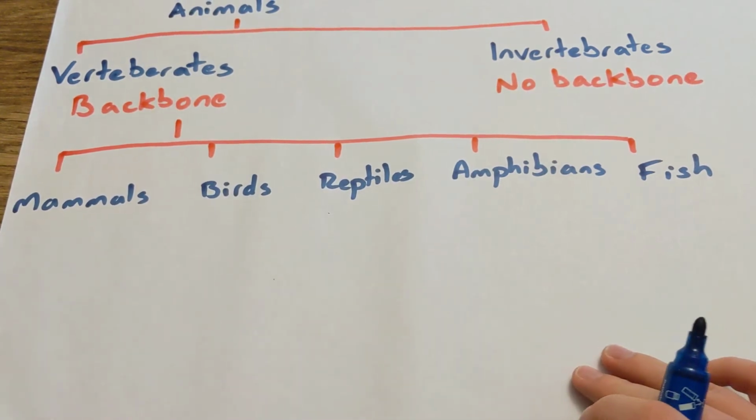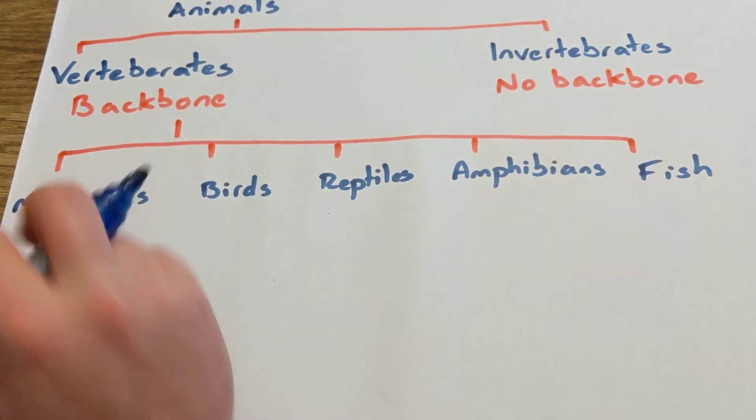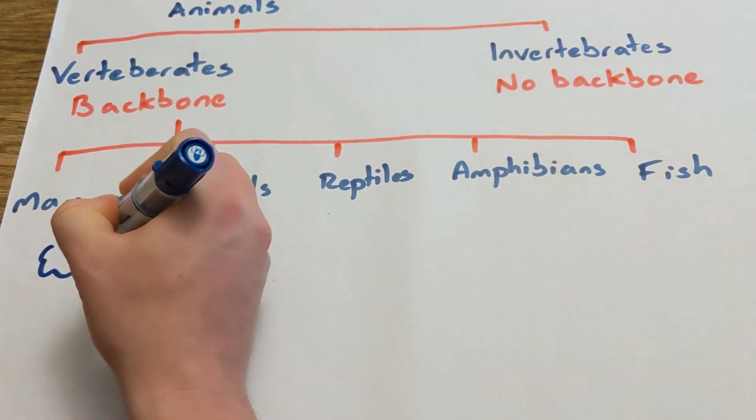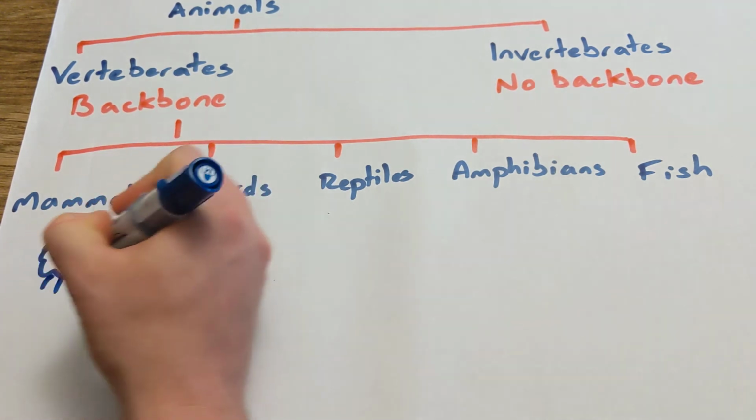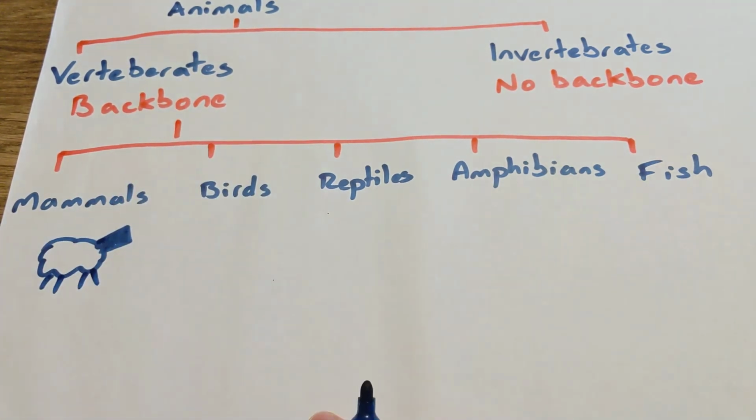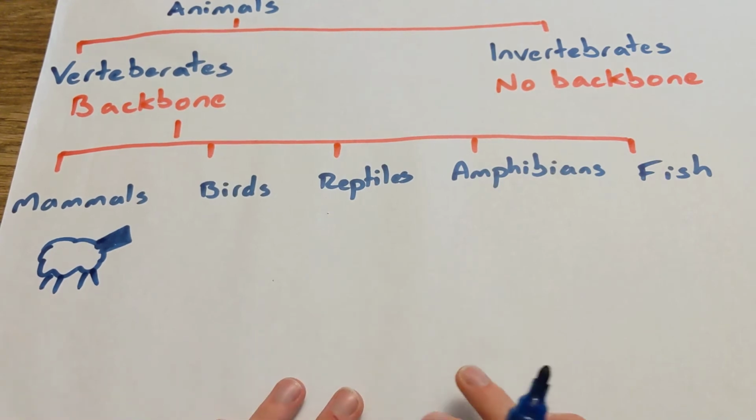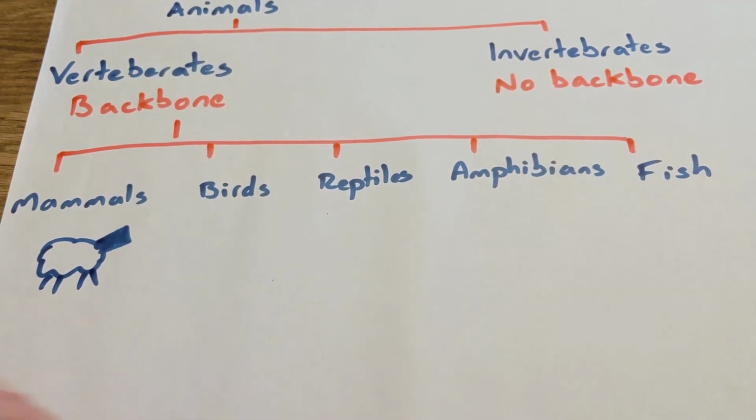So, an example of a mammal, we've got sheep. Now, I know some of you do have sheep, so I'm very sorry about my drawing of one, but sheep, okay. Now, birds. We know what birds are.